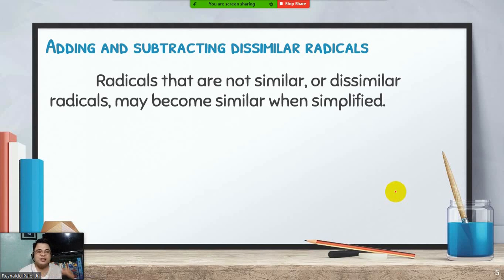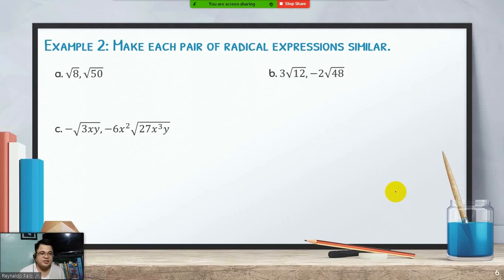Radicals that are not similar, or dissimilar radicals, may become similar when simplified. Remember in our previous lesson, we talked about how we can actually simplify radical expressions. So we're going to apply it here. Now, let's continue. Make each pair of radical expressions similar. So how are we going to make them similar? Of course, we have to simplify. We have to apply the rules that we've studied from the previous lesson here. We have the product rule for radicals and quotient rule for radicals so that we can simplify.